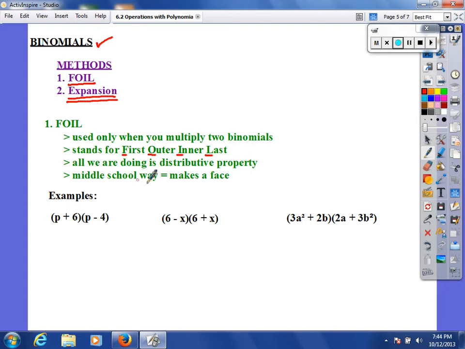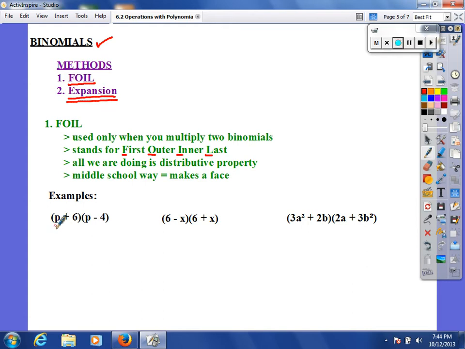And then there's some sort of, I guess I'll call them middle school ways of doing it. And I may show you that in class. I'm not sure on the video I'll have time, but in class I'll show you that, and that way you'll see something. Maybe it'll stick with you if FOIL doesn't. So if we look at an example like this, we're multiplying two binomials. It is just distributive property.